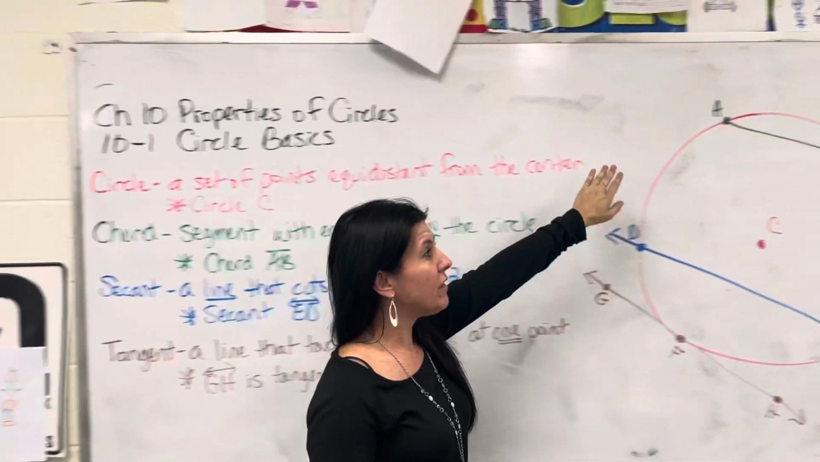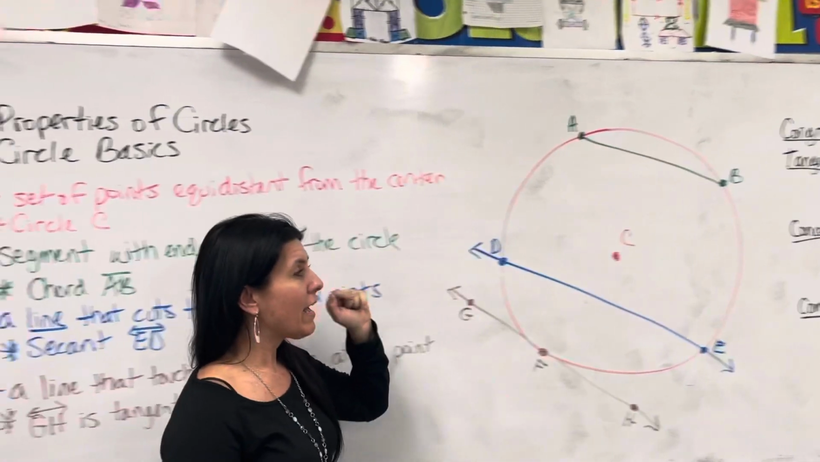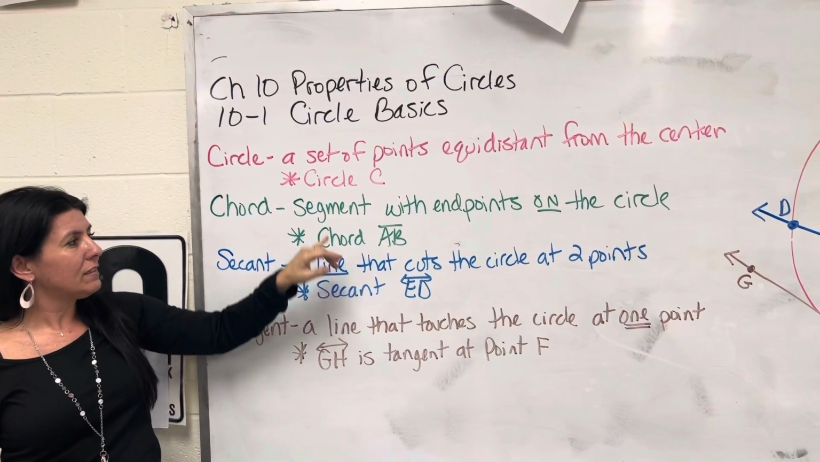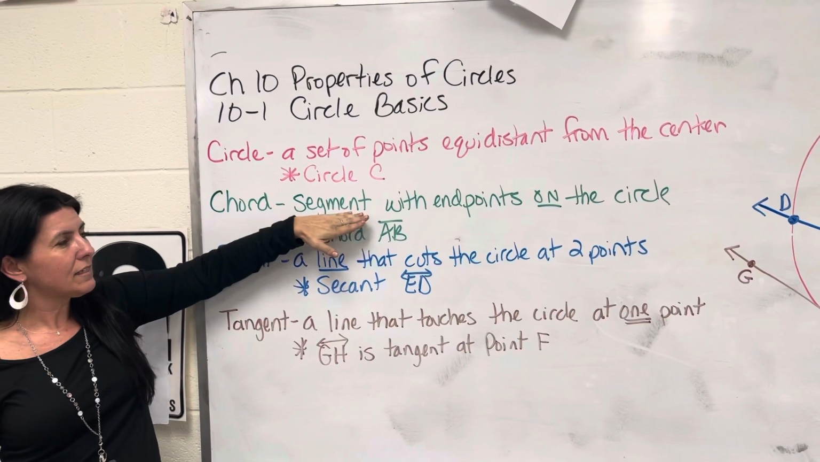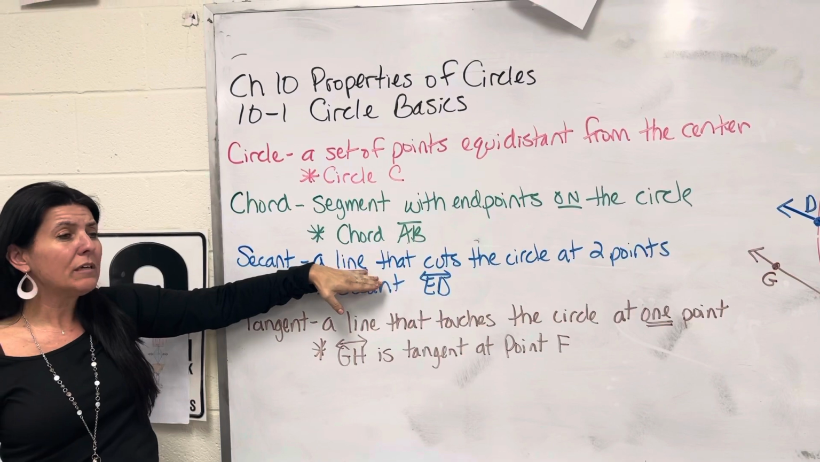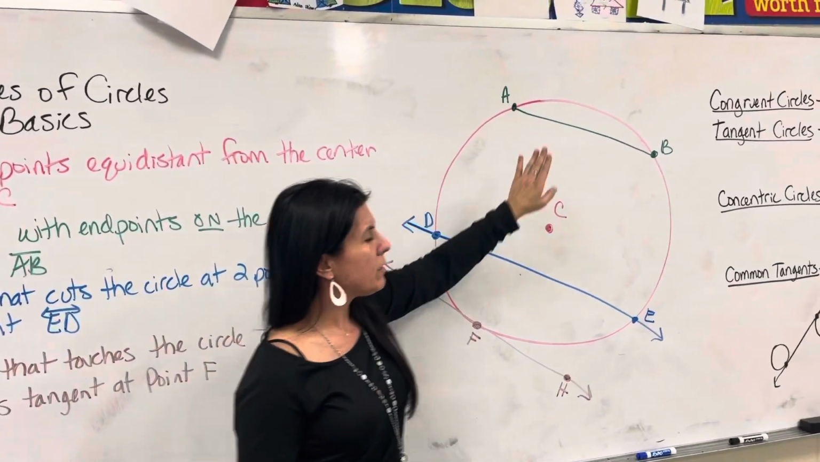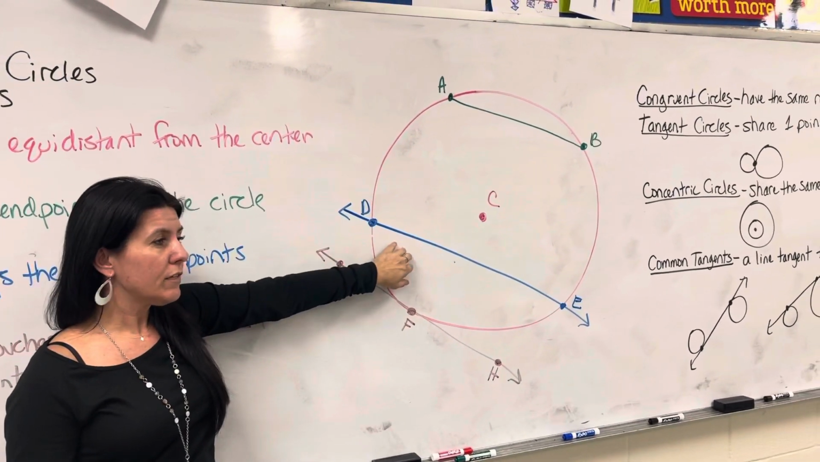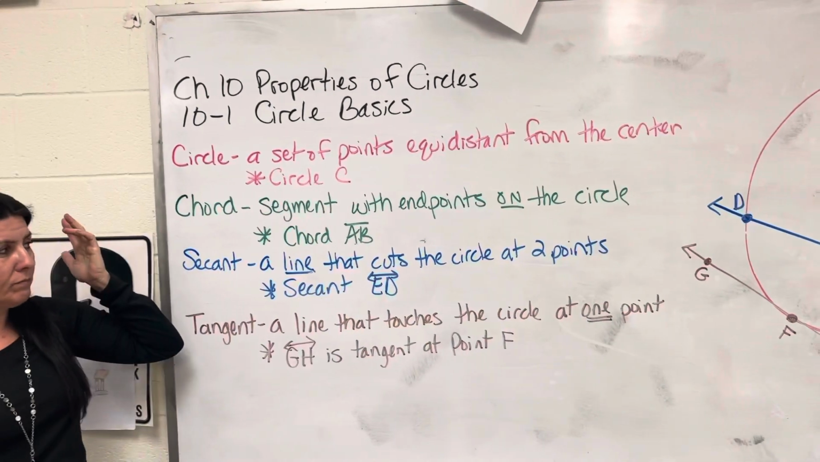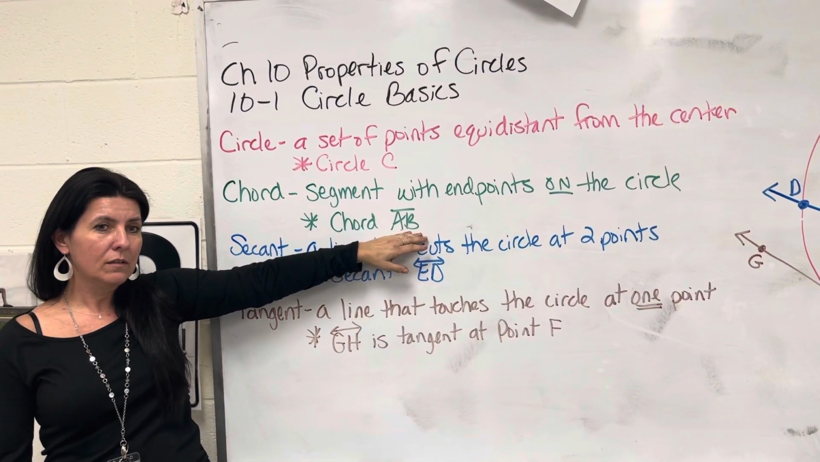I want you to pay attention that this is a segment, which means that it has two endpoints, whereas a secant is a line that cuts the circle at 2 points. The difference between these two is that a chord is a segment, and a secant is a line. Really important that you see the difference because they do look very similar. Here's a chord, here's a secant. Really important that you see that because if I asked you to look at that picture and give me an example of a secant and you wrote the notation this way, it would be wrong because a secant is a line.